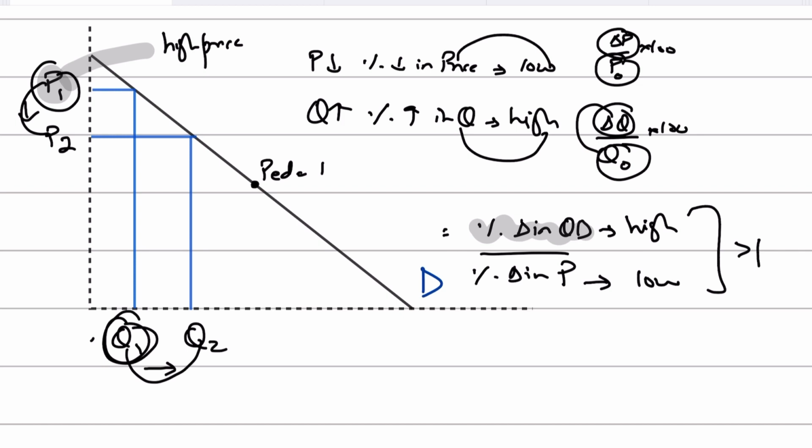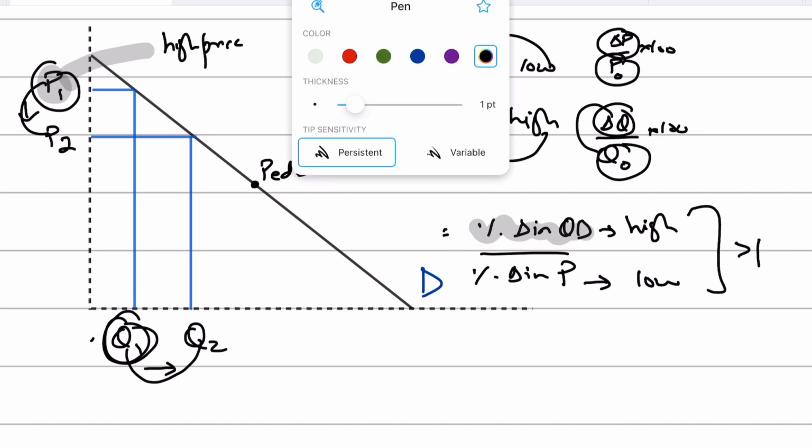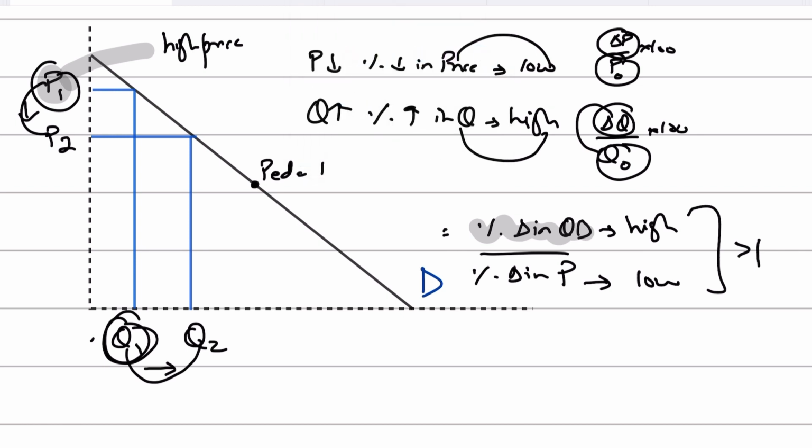But you see, as you go down the demand curve, your price goes down, and in this region, as we are saying, this is the inelastic region.